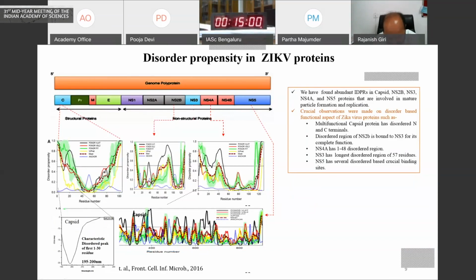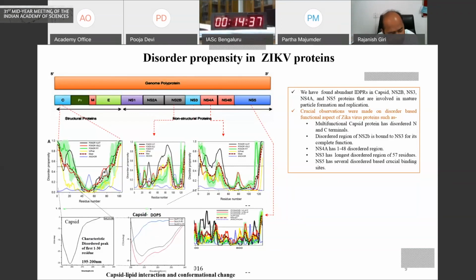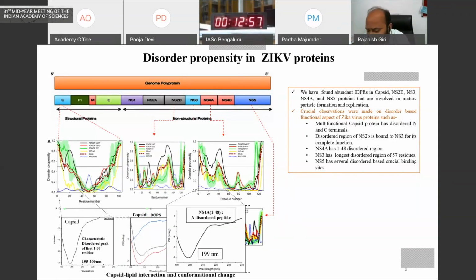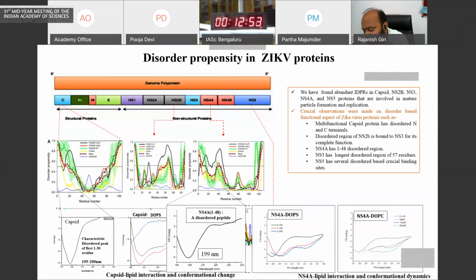But again, the question was what about the disorder function paradigm? If something is disordered, is it lying useless, or does it have some use or some implications? So we thought, okay, what does this capsid do? Capsid actually does lipid binding, RNA binding, and encapsulation, packaging, and all this. So we thought, let's see the conformational change with lipids. We found that with DOPS it formed an alpha helix. We synthesized the peptide of the NS4A N-terminus region, and we found that yes, there is also a conformational change upon interaction with the lipids.